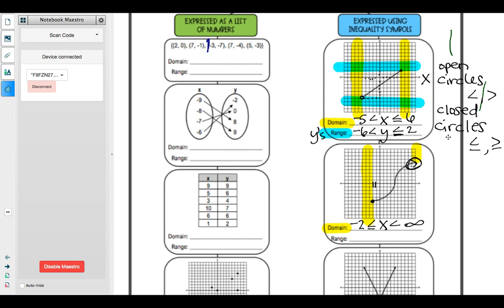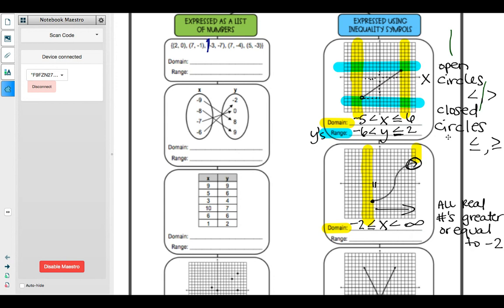So basically that is saying that my domain is -2 and then everything to the right of it. Okay. You might also see them put all real numbers greater than or equal to -2. Okay. Because again, all of these numbers to the right or bigger than -2 work.